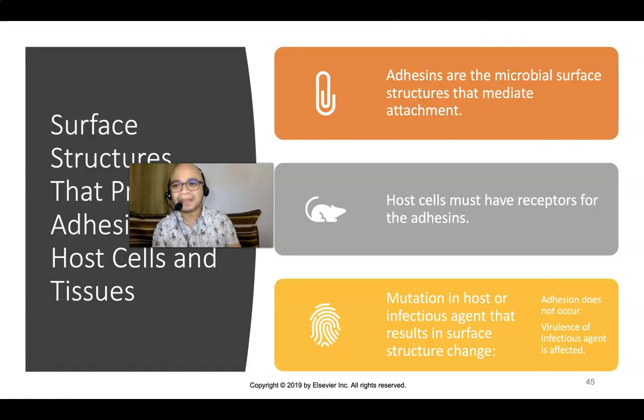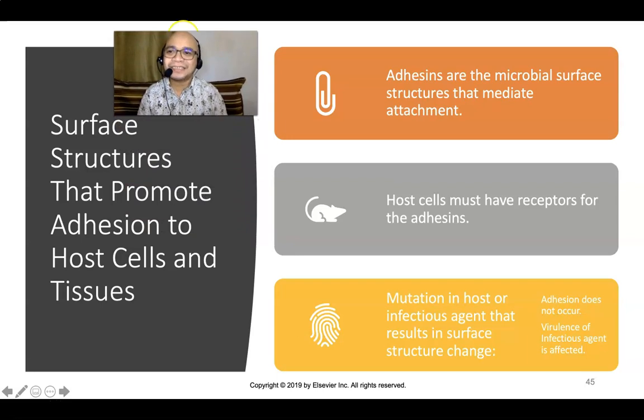There are also structures found on the surface of bacteria that promote adhesion to host cells and tissues. What does it mean? Some microorganisms have structures that allow them to anchor on our cells so that they will not be easily eliminated.